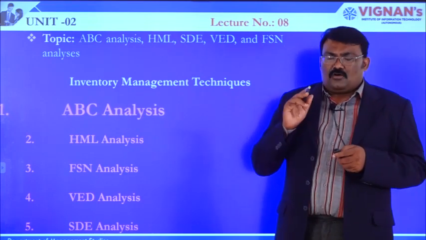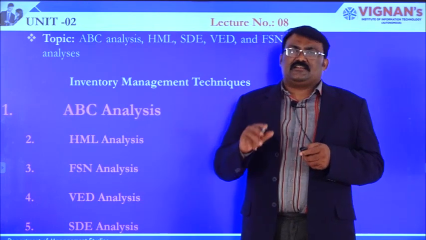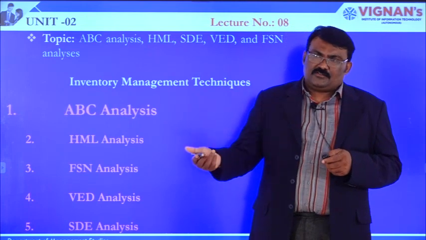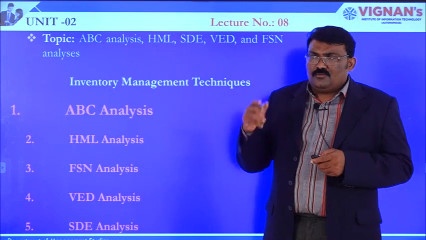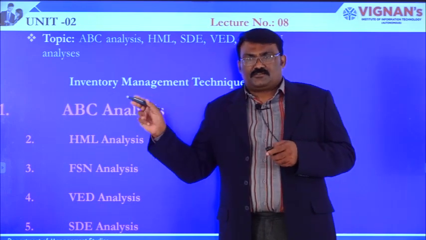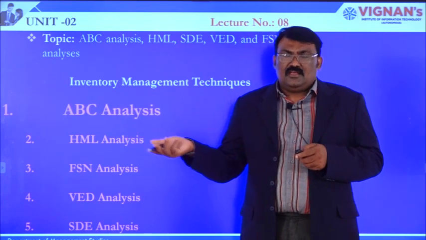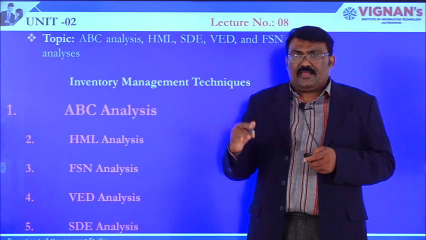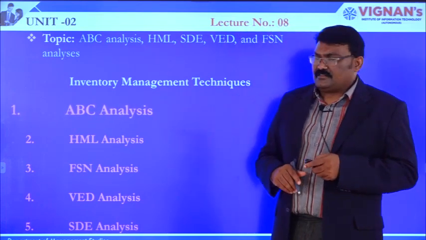Now, as said, ABC analysis is related to the 70-20-10 principle, and it is vice versa with respect to the cost. That is, the volume is inversely proportional to the cost. Higher the volume, lesser the cost. Lesser the volume, higher the cost. That is the way they stock the inventory in case of ABC analysis.